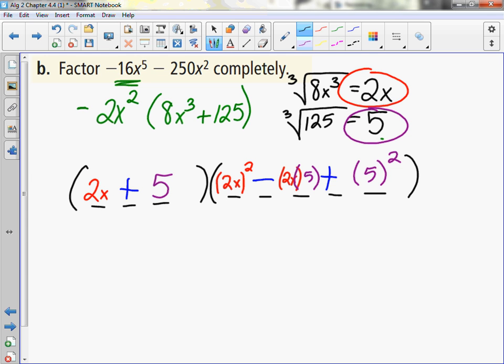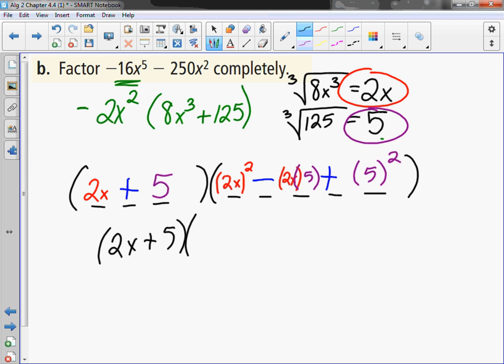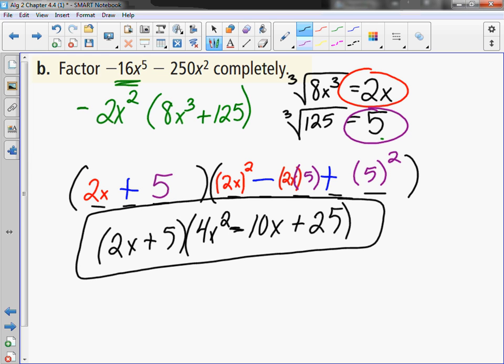So let's simplify this a little bit. The 2x plus 5 doesn't change. The 2x squared: both the 2 and the x would be squared, so 2 squared gives me 4, and x squared is just x squared. Minus 2x times 5 would be 10x, plus 25. And that's as simplified as it gets, because remember, the quadratic that comes out of a sum or difference of perfect cubes will never factor. This does not factor, so we're done.